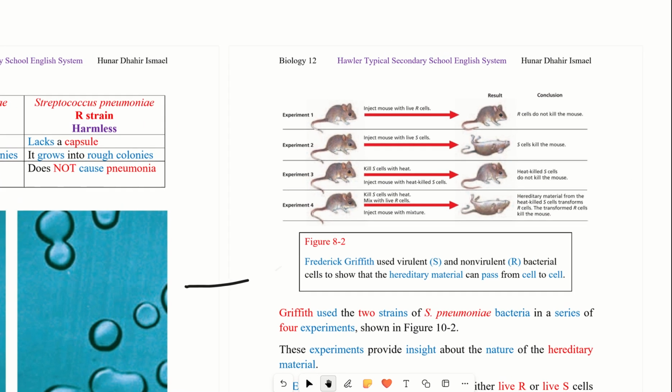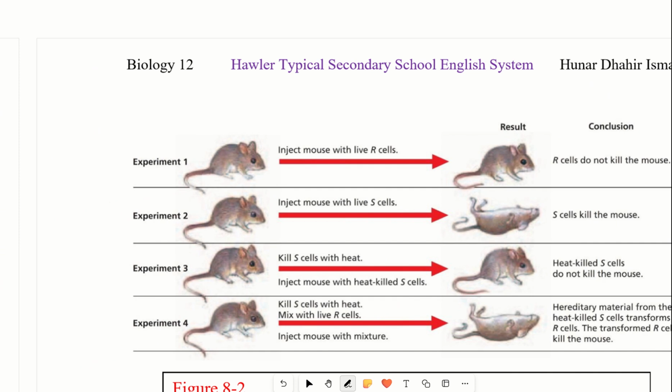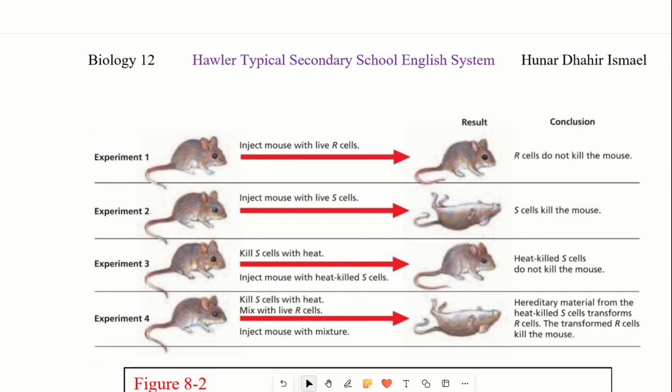This is the Griffith experiment. He did four experiments. In experiment one, he injected a mouse with R cells. The R cells, as we said, are the Streptococcus pneumoniae bacteria that have rough colonies. They are harmless, so the result is that they do not cause anything to the mouse. The mouse does not die.